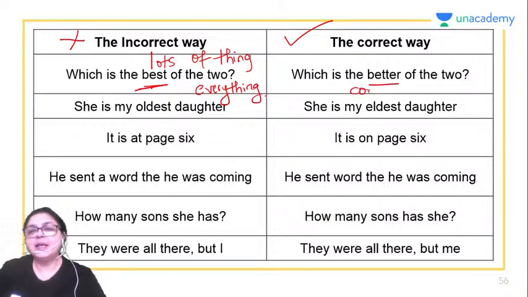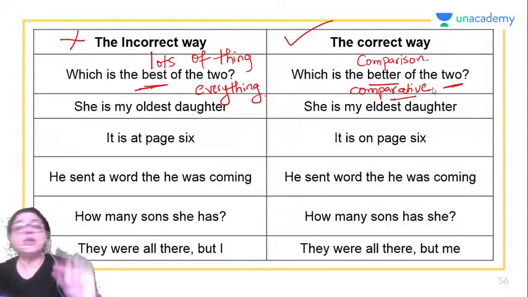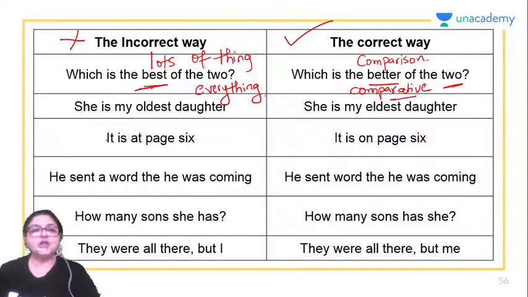Better, as I said, comparative, the degree of comparison. So it's between the two. So what do I say? Which is the better of the two? She is my oldest daughter. No, she is my eldest.